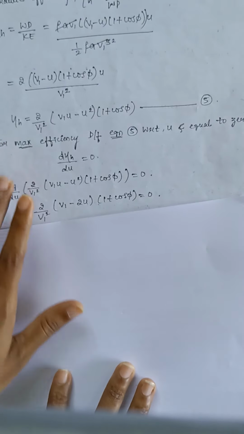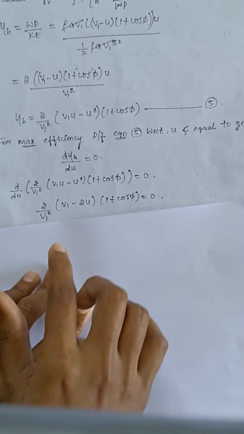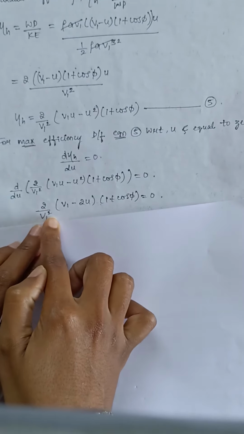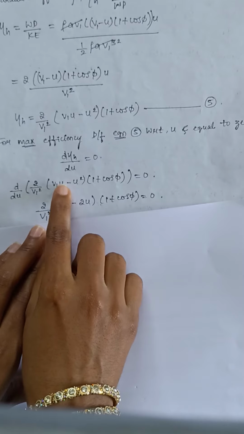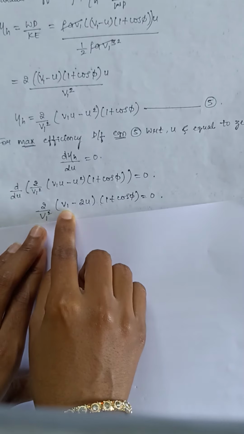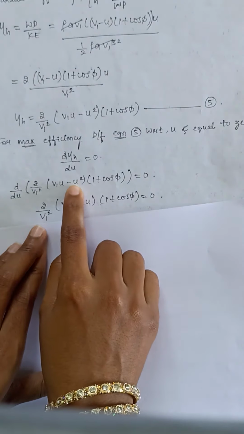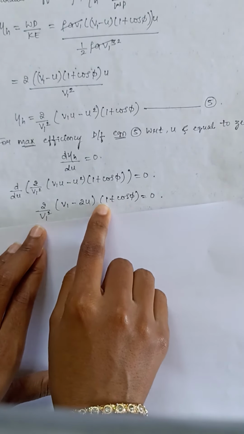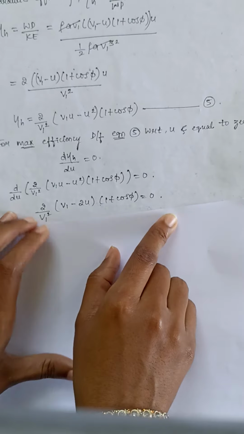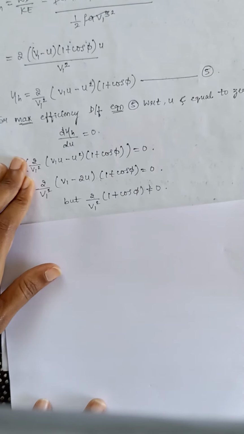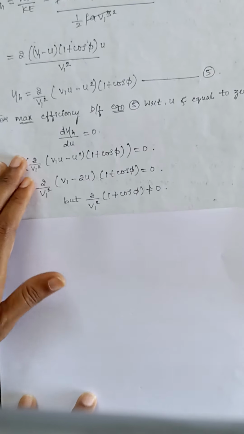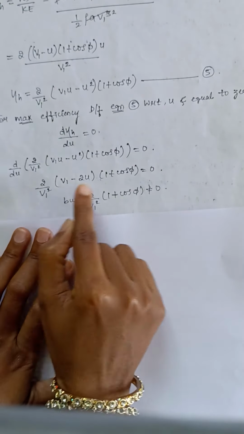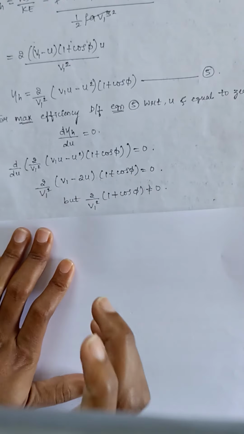Now, on differentiating, this is the constant term, just keep the term as it is. 2 by V1 square will be kept as it is. Differentiation of V1 U with respect to U gives you V1, minus the differentiation of U square, which gives you 2U, and again this is the constant one, keep it as it is, 1 plus cos phi is equal to 0. Now, let us go on simplifying this. As we are doing this for the maximum efficiency, we take 2 by V1 square into (1 plus cos phi) as a single term.